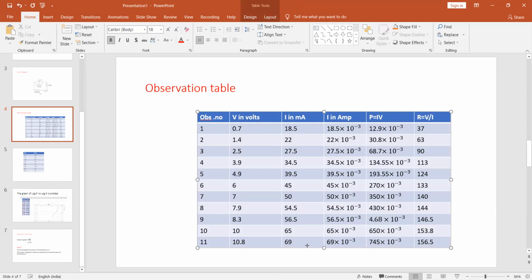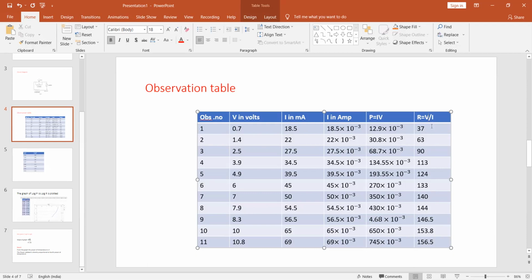The readings are like this. We take the readings from 1 to 10.8 volts. We measure the corresponding currents. The current is in milliampere, so we convert that current in ampere. Then we calculate the power. Power is in watt and resistance is in ohm. Then we make another table. We take the power reading and corresponding resistance reading.